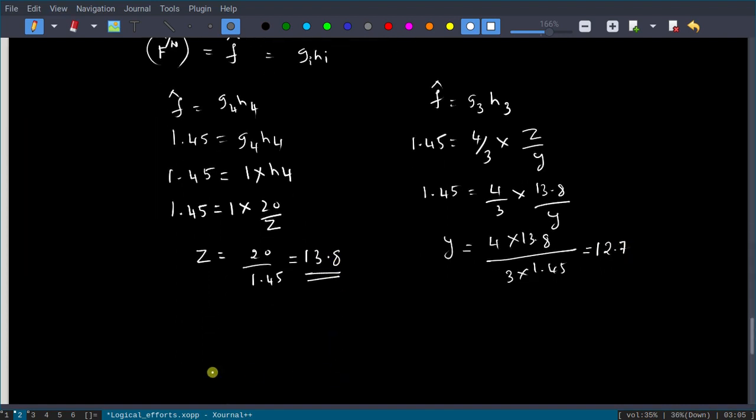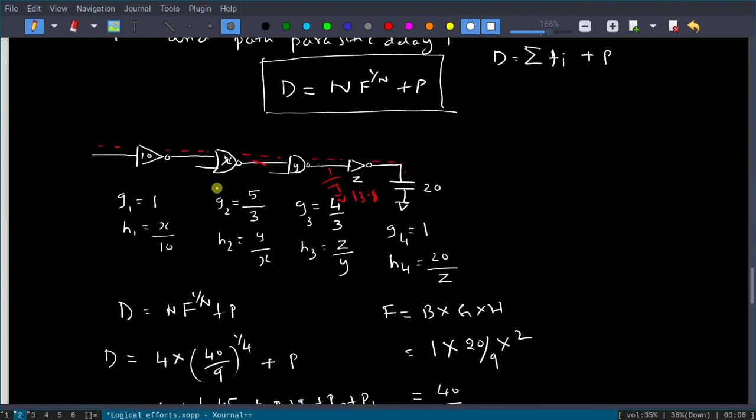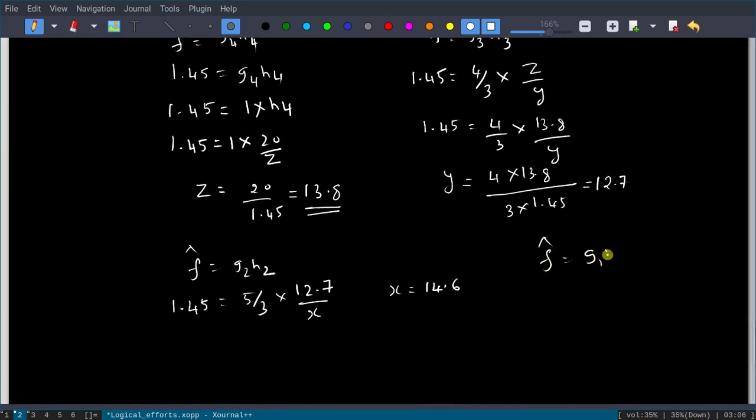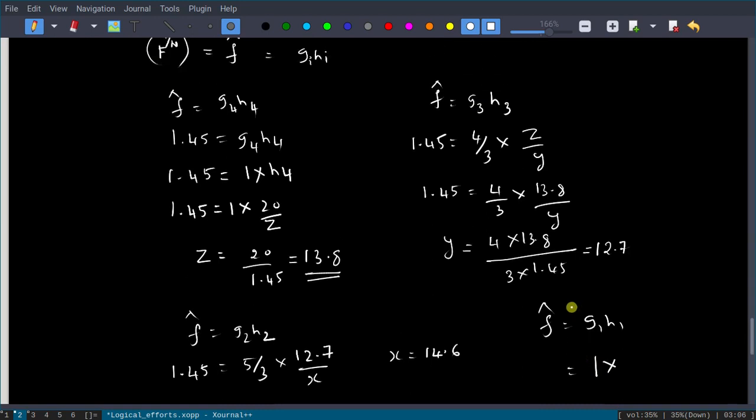Similarly, consider F cap equal to G2 H2, where G2 is 5/3 and H2 is 12.7, whatever we have calculated, divided by X. From this you can calculate X, which comes to be 14.6. The initial gate, that we started from, its size is already given. We will verify whether our calculation is correct or wrong, so we apply that formula for this also. F cap is also equal to G1 and H1, where G1 is 1 and H1 is X/10. We will see whether we get the same F cap or not. So G1 is 1 and what is H1?